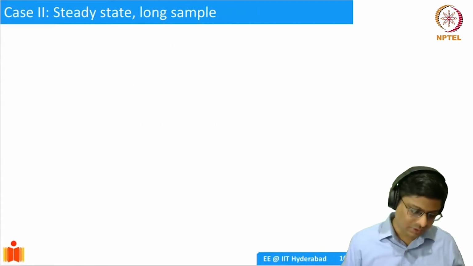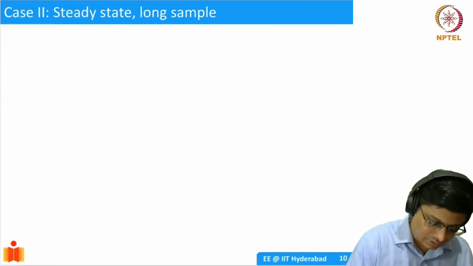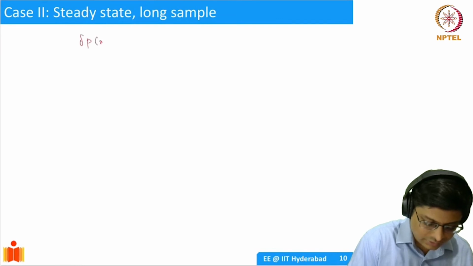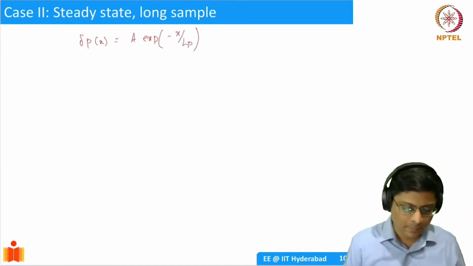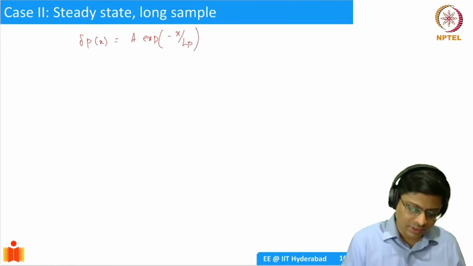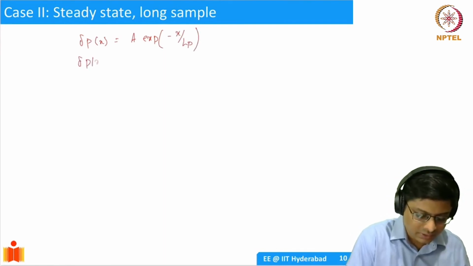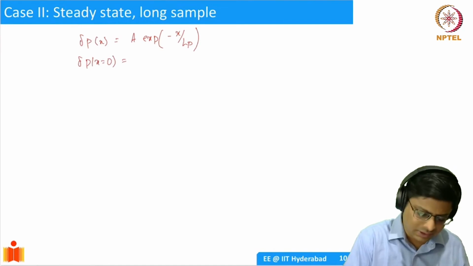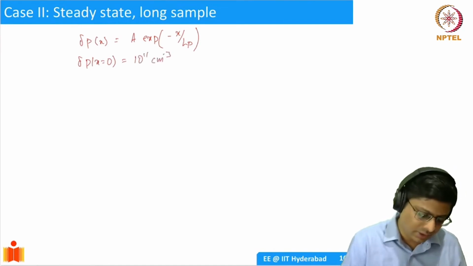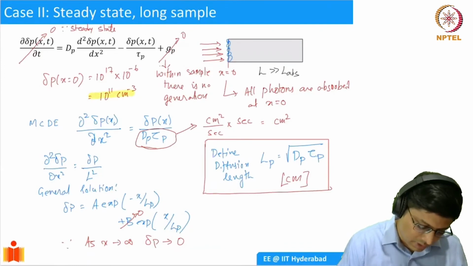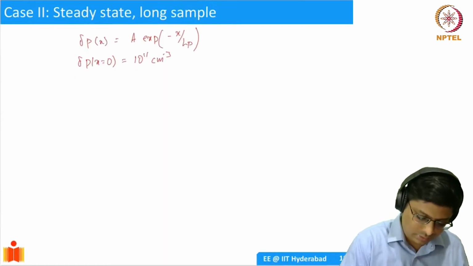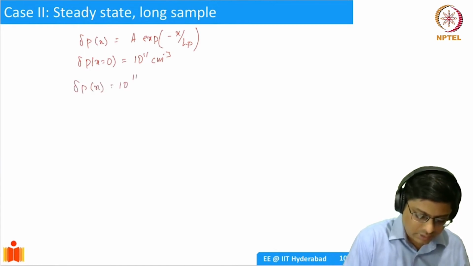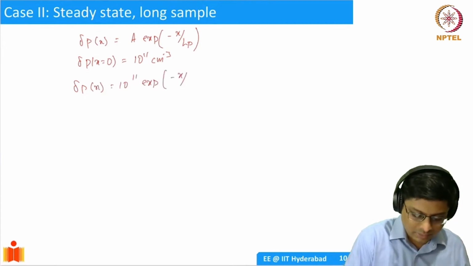So let's do that. Our equation has turned out to be delta P of x equal to A times exponential minus x by LP. We know that delta P at x equal to 0 was 10 power 11 per centimeter cube, right? That's what we did. We substitute that, so essentially delta P of x is going to be 10 power 11 exponential minus x by LP.